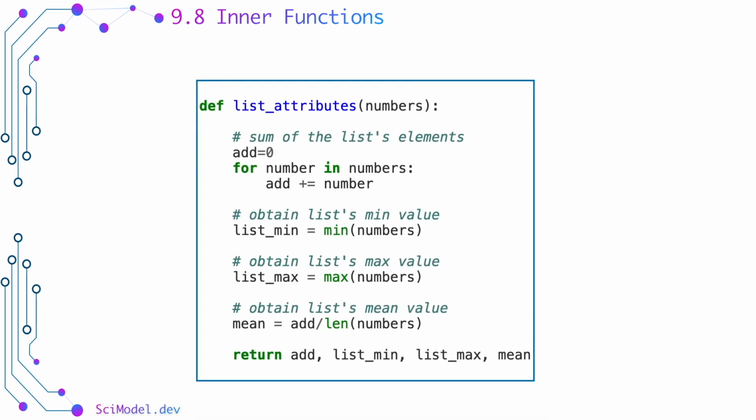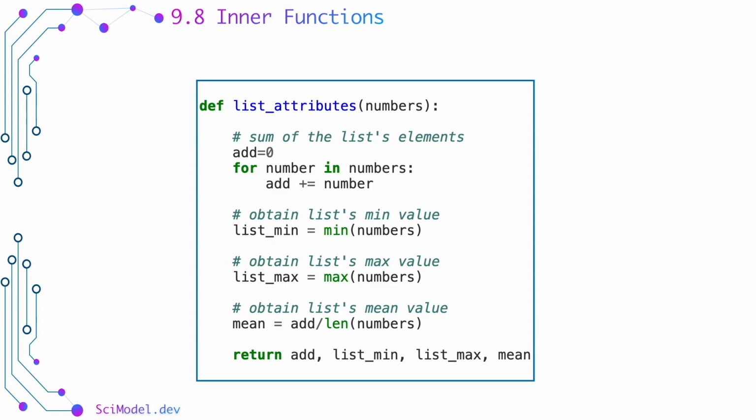We previously created a function called listAttributes which returns the sum, min, max, and mean of a list of numbers. The function has 4 parts each of which calculates a list attribute. Now, the 4-part attributes code that are presented here only work with this function definition, meaning that the sum is only obtained when you call the listAttributes function.